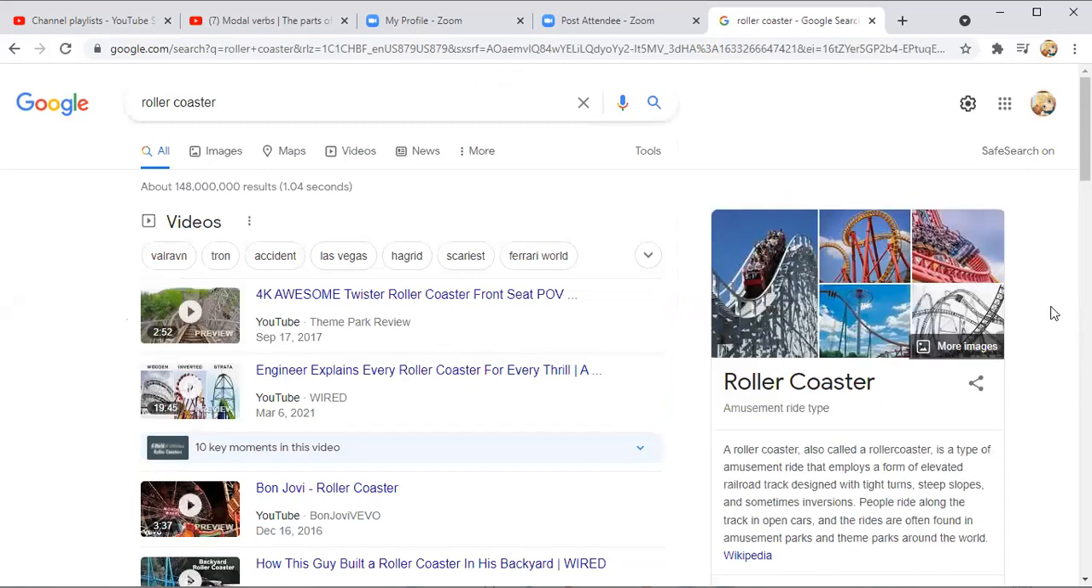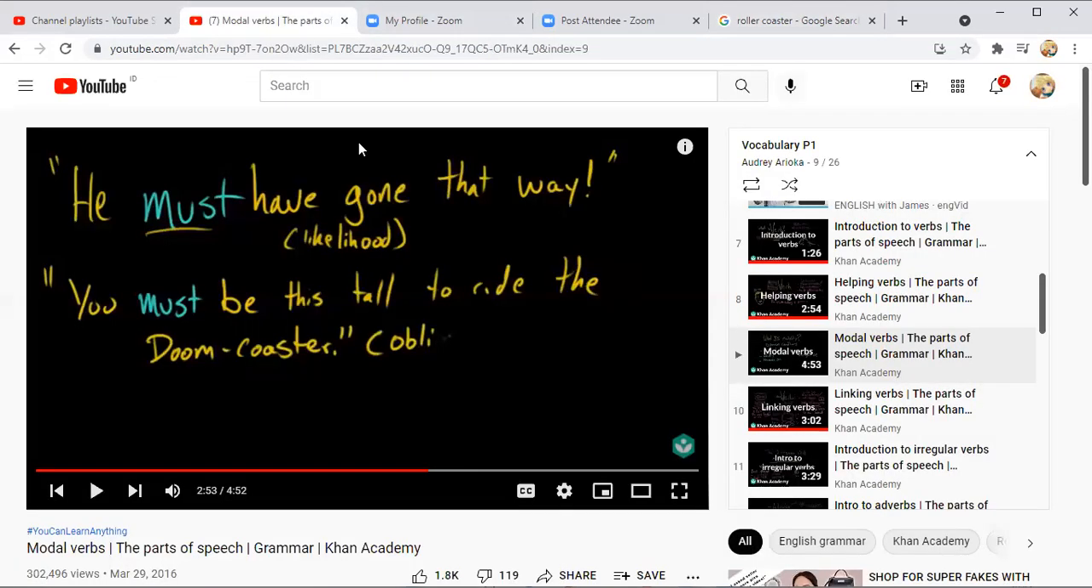Ta-da! I don't know the Indonesian word, sorry. Okay. So you must be this tall. Jadi kan itu adalah keharusan. Kalau kalian mau naik roller coaster itu, kalian harus setinggi ini. Usually it's like 120 cm, if I'm not mistaken. Jadinya biasanya sih 120 cm sih. Harus lebih tinggi dari 120 cm, I mean. Okay.